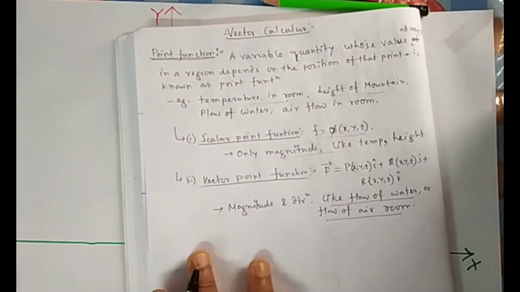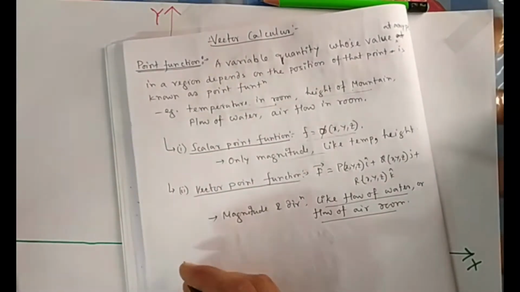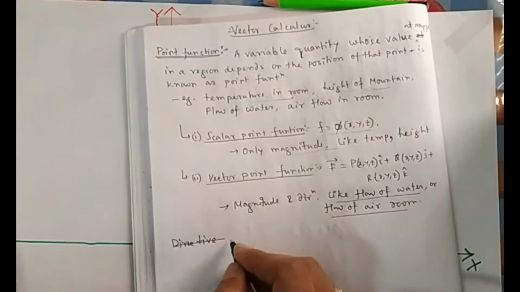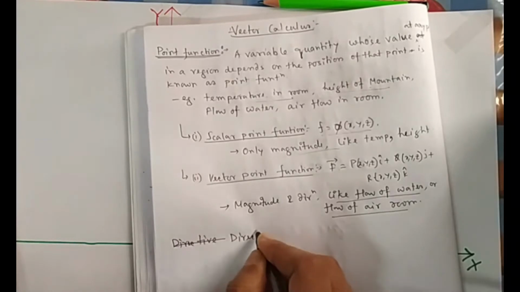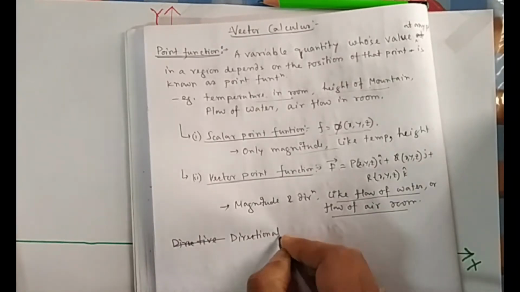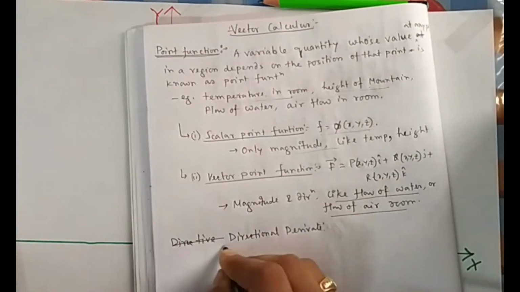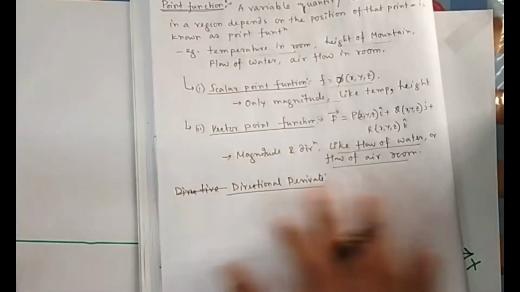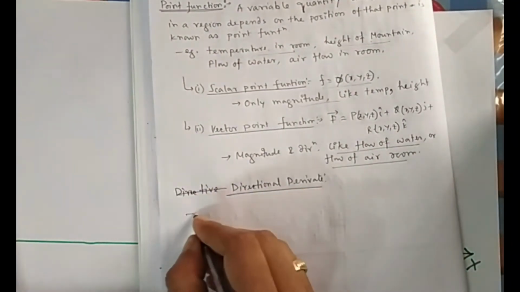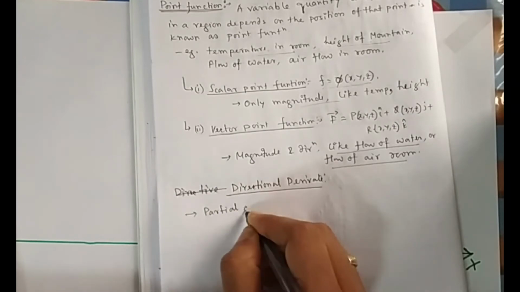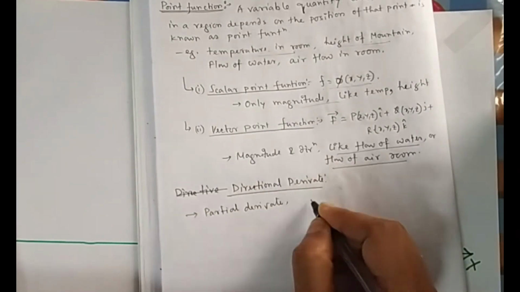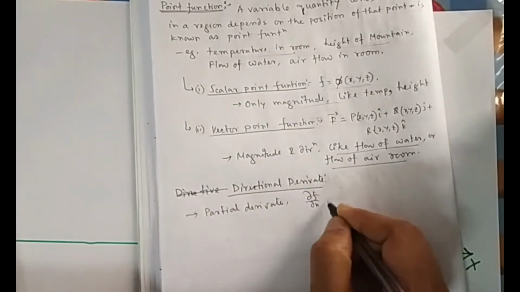Now we start with the first point, which is known as directional derivative. I will give as brief an explanation as possible without any proof, just to understand the physical meaning. What is directional derivative? You recall your partial differentiation. You have done it in your maths: del f del x, del f del y.